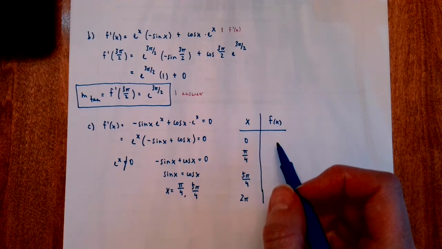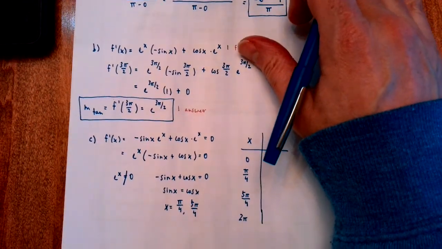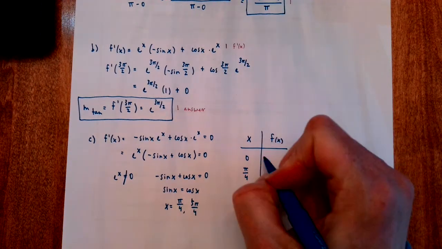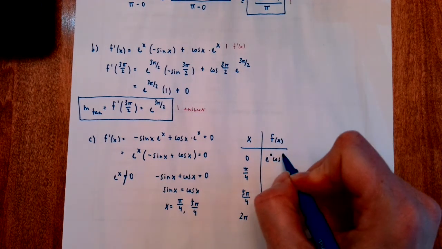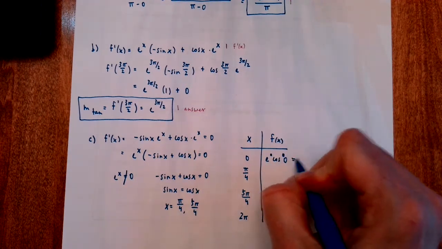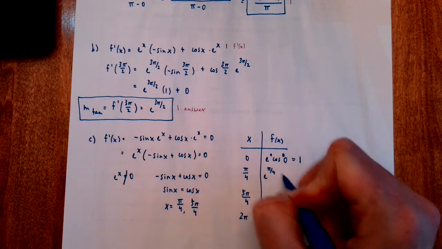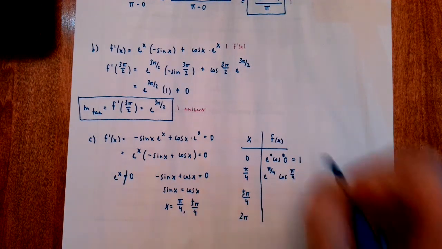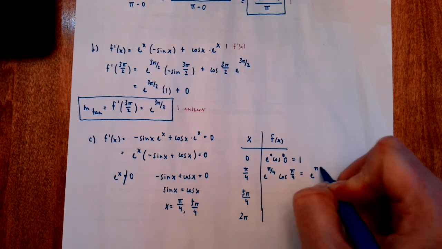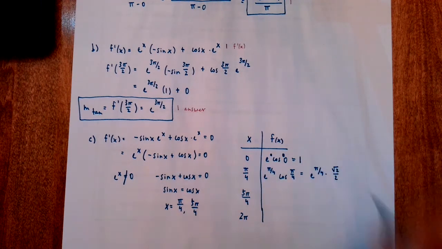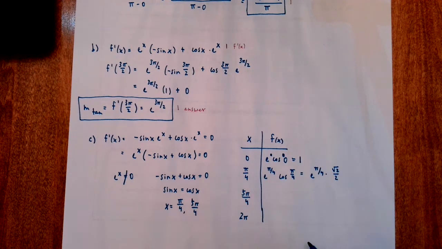So we have to go back to the way our original function was defined. So that was e to the x times cosine of x. So if I've got 0, it's e to the 0 times cosine of 0. Well, e to the 0 is 1, cosine of 0 is 1, so this is just equal to 1. For pi over 4, I get e to the pi over 4 times cosine of pi over 4. Again, if I'm not sure what this is, I would use my unit circle, but I know that's e to the pi over 4 times root 2 over 2. So obviously that's going to be a positive number, and it's going to be greater than 1.